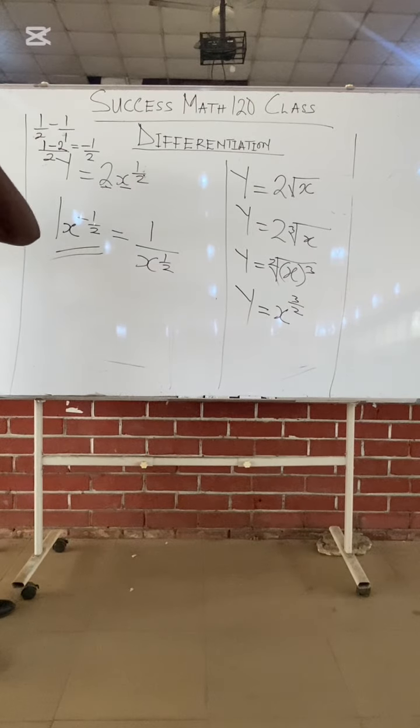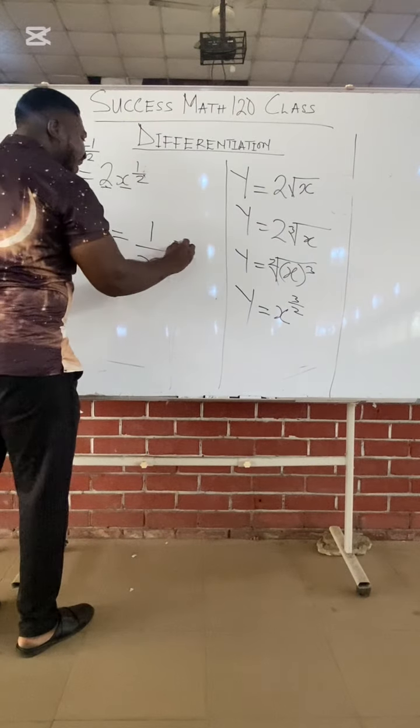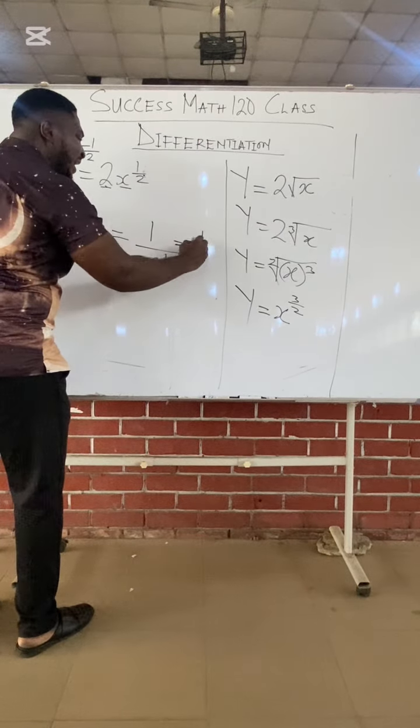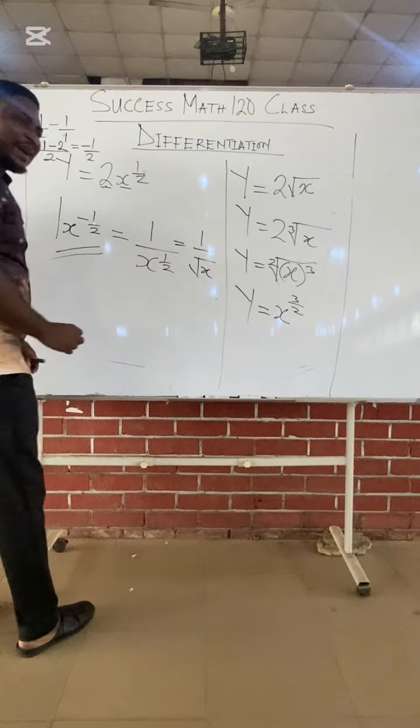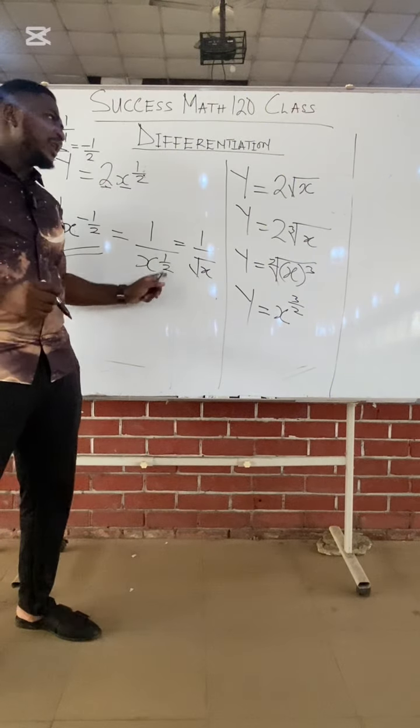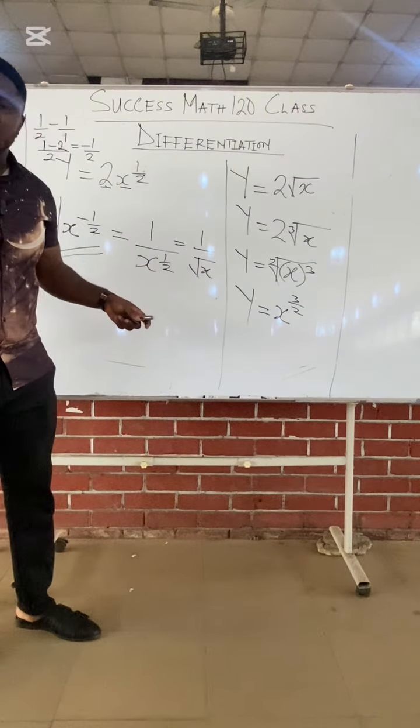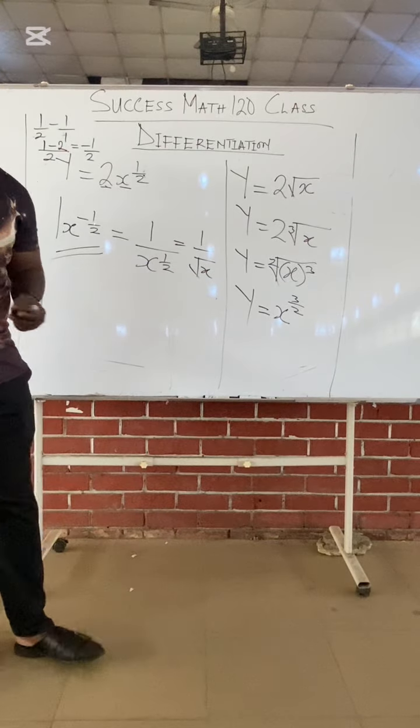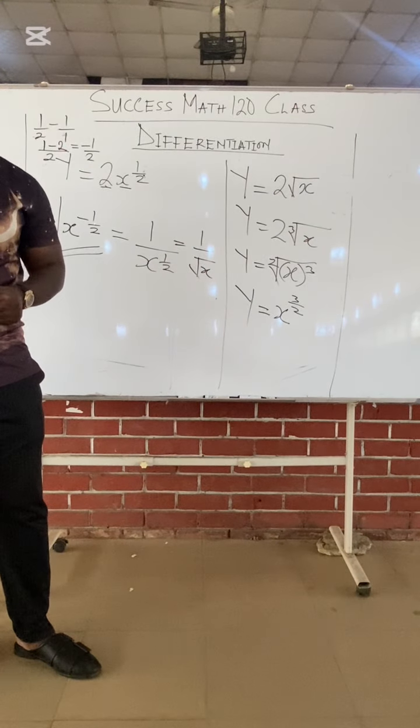And we're not still done here. You will now also recall that even x raised to 1 over 2 can be written back as a root. Do you agree that x raised to 1 over 2 is the same thing as the square root of x, just like the square root of x is the same thing as x raised to 1 over 2? Class, are we following?